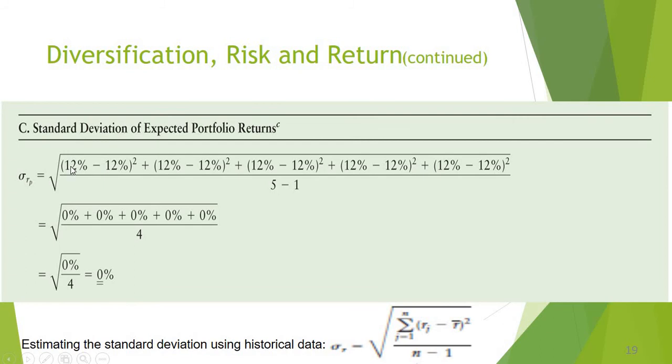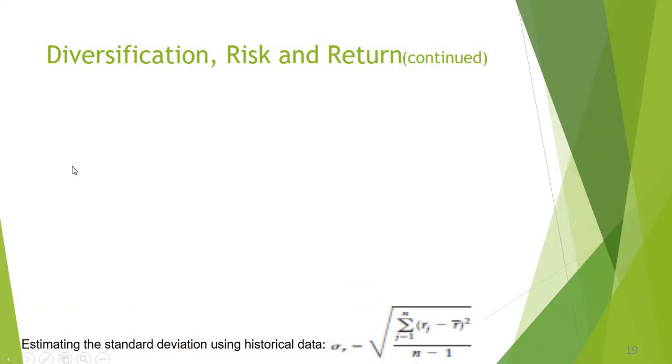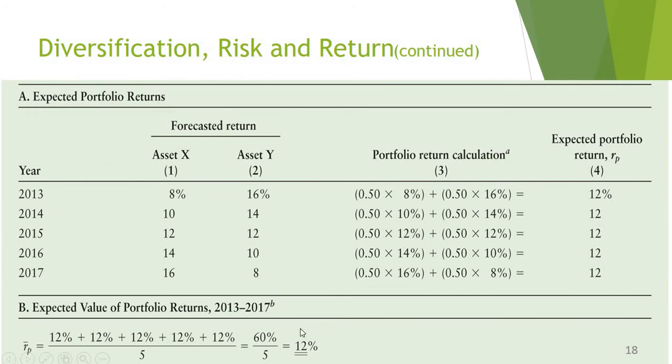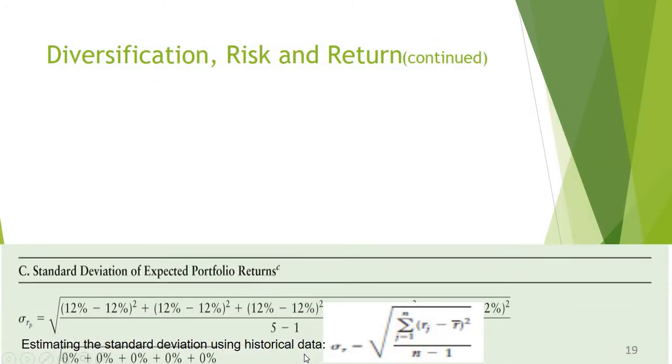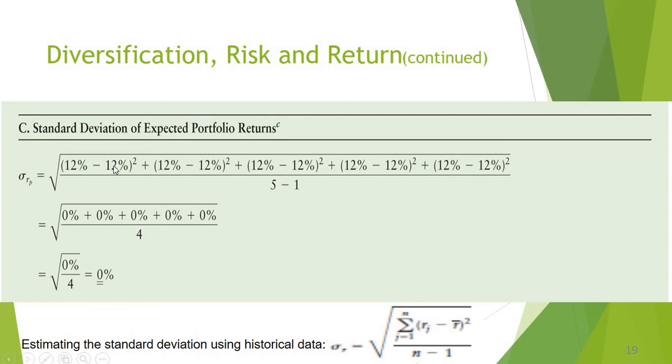We know that the portfolio return over the period was 12% each year, and the expected value or average rate of return of the portfolio is also 12%. So if we calculate the standard deviation, 12% minus 12%, squared, will be the same over the 5 years. Then 5 minus 1, that's 4. So 0 divided by 4, and the standard deviation will be 0.